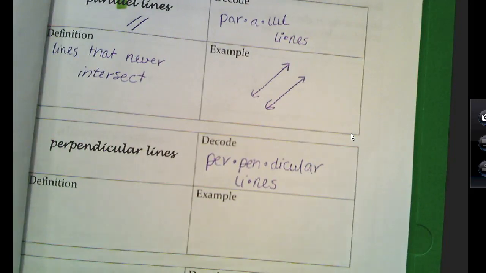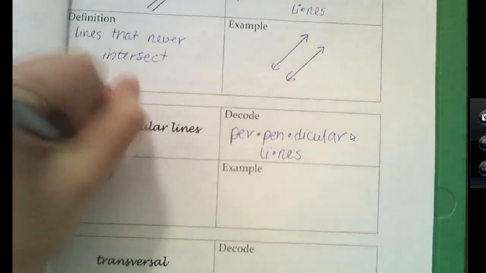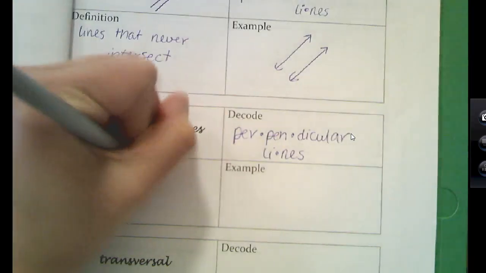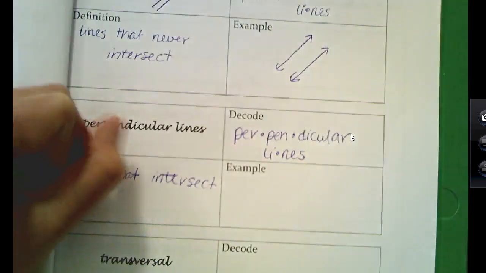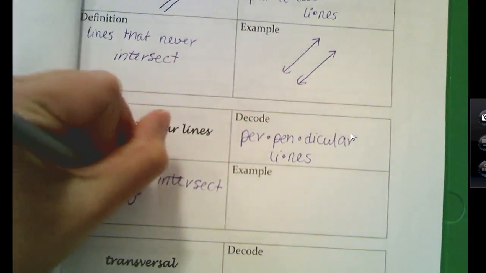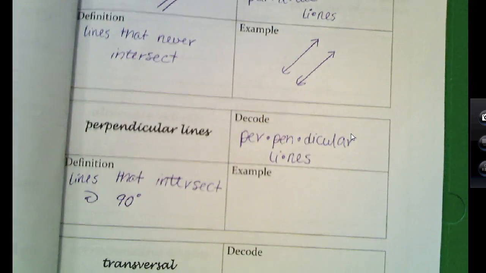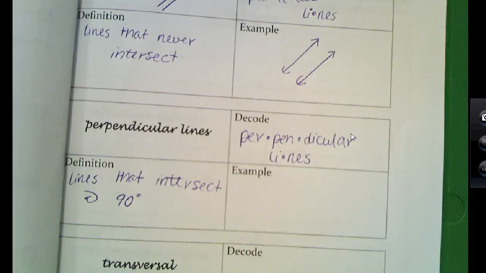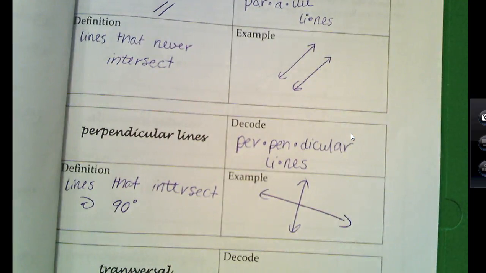Good. Excellent. So, perpendicular lines are lines that intersect. Good. They always intersect at, that's an at symbol, by the way, 90 degrees. So perpendicular lines are two lines that intersect at 90 degrees. So I'm going to draw two lines that intersect. So those are my two intersecting lines.